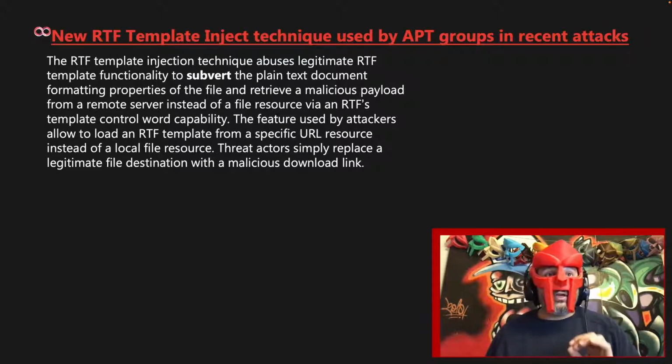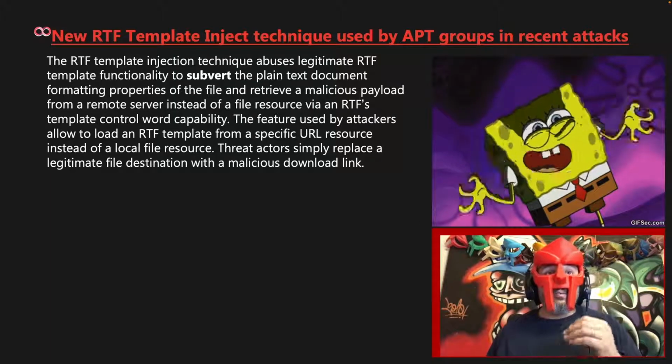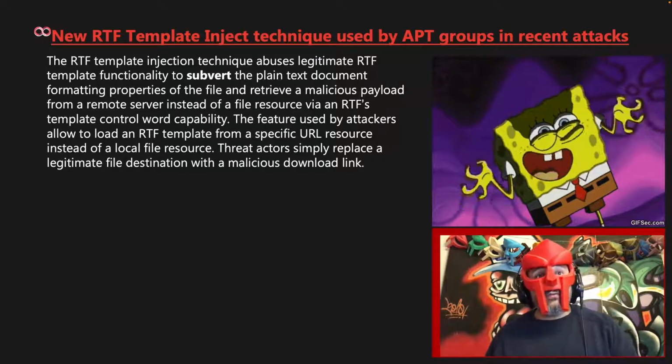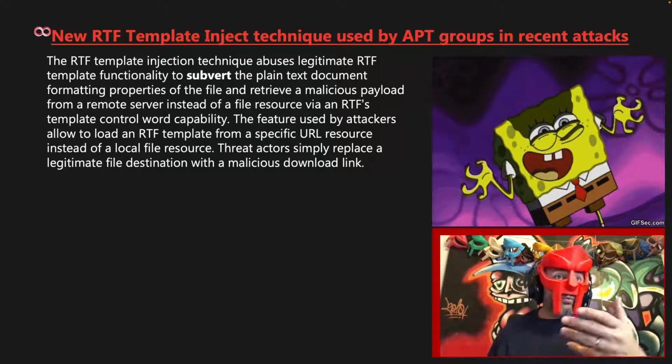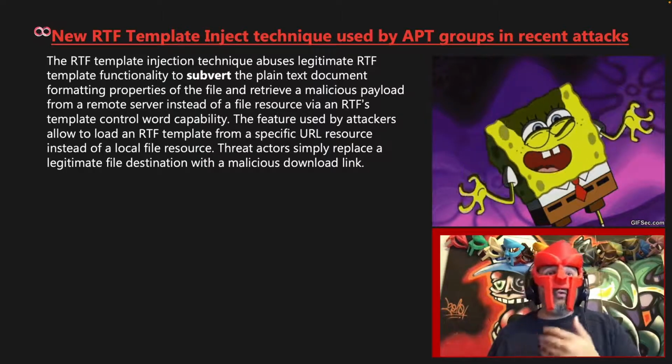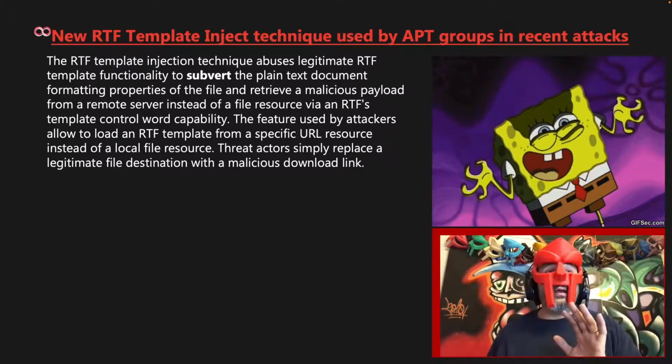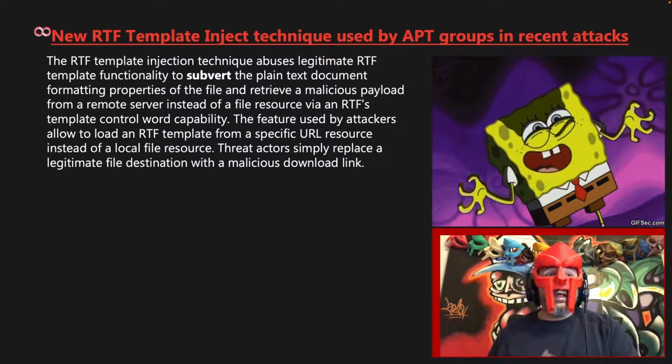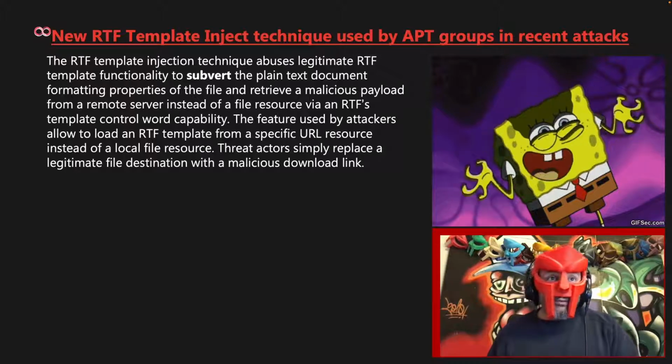The RTF template injection technique abuses legitimate RTF template functionality to subvert the plain text document formatting properties of the file and retrieve a malicious payload from some remote server instead of a file resource via RTF's template control word capacity. The feature used by attackers allows them to load an RTF template from a specific URL resource instead of a local file resource. Threat actors simply replace a legitimate file destination with a malicious download link.